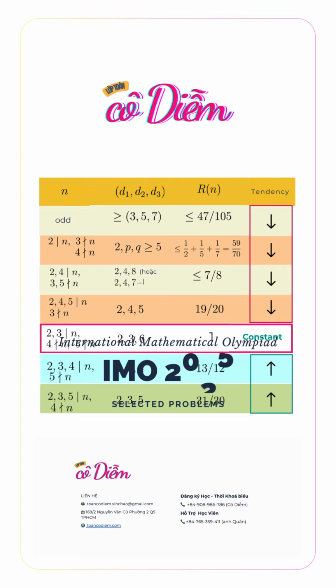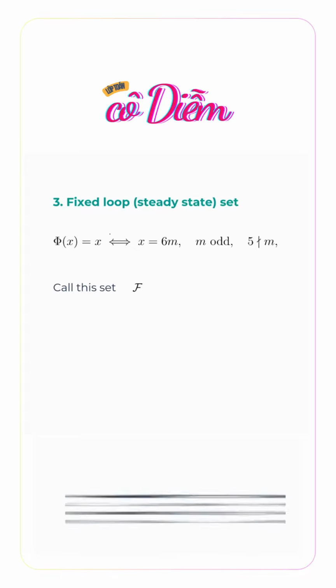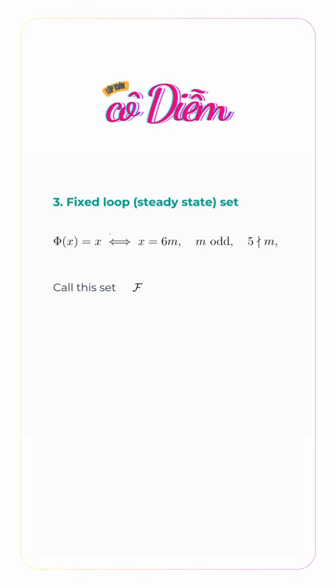IMO 2025 Problem 4 Episode 2. Part 3. Fixed loop or steady state set. Phi of x equals x if and only if x equals 6m, where m is odd and 5 does not divide m.